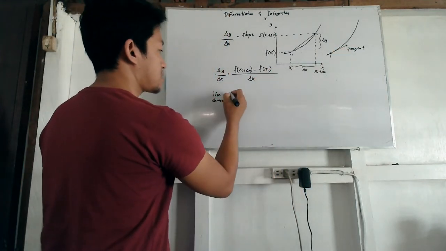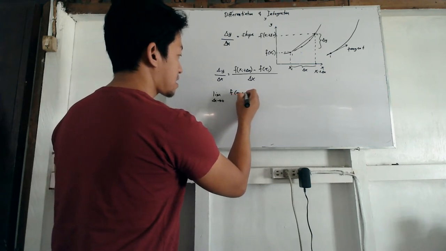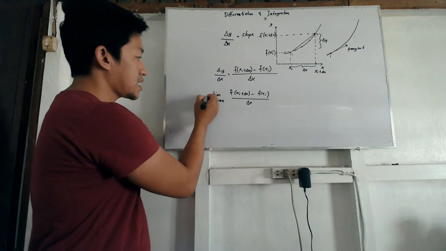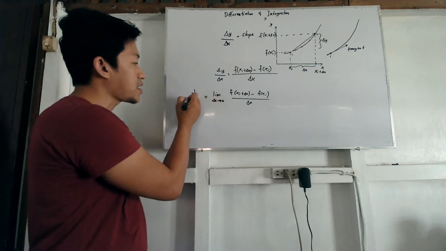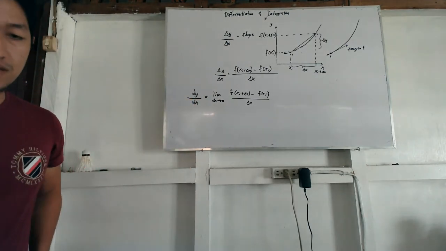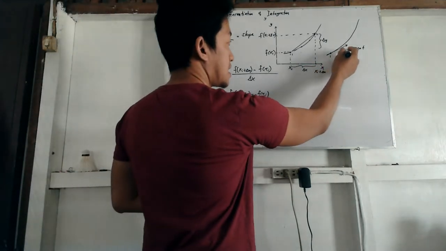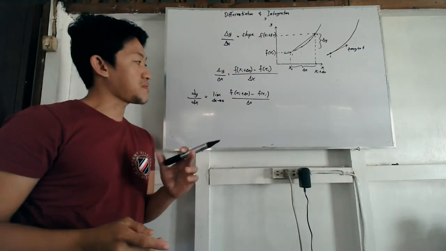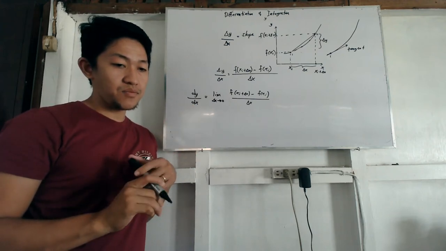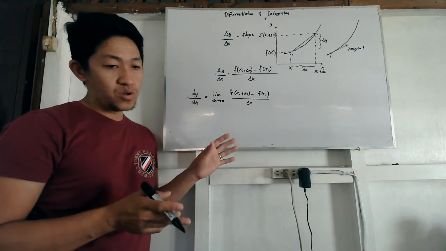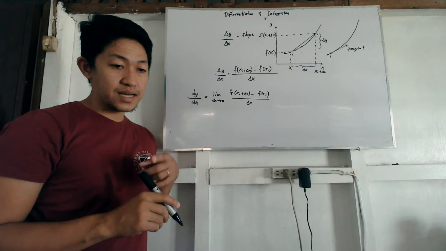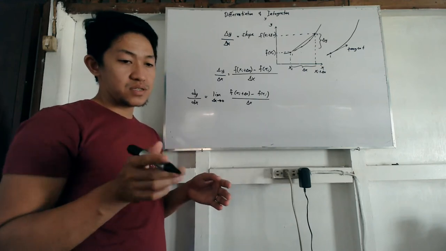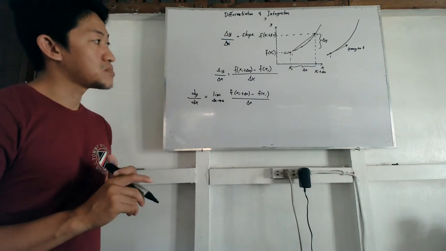So this becomes the limit of f of x i plus delta x minus f of x i over delta x. This term is now your dy dx, or your derivative. Okay? So meaning the derivative is just the tangent line of the curve at point x i. That is the definition of the first derivative. Therefore, the second derivative is the slope of the first derivative. It means how fast the curve is changing.